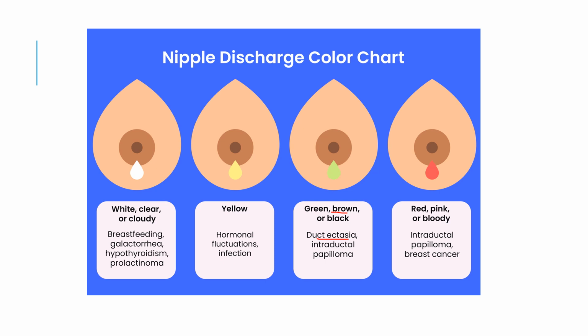If it's red, pink, or bloody, it can be again intraductal papilloma or breast cancer. So if it's bloody discharge, you have to get alarmed again. So green, brown, or black, think of it as duct ectasia, usually in a postmenopausal female.